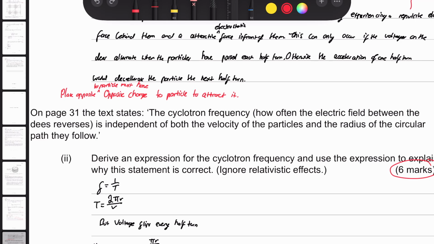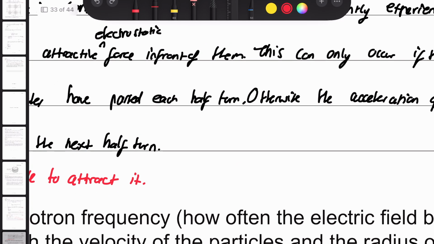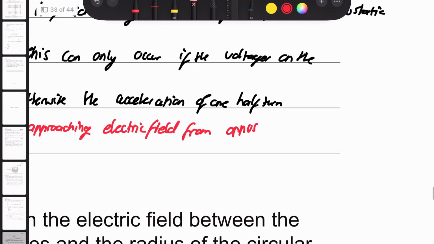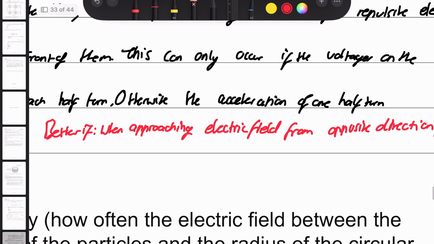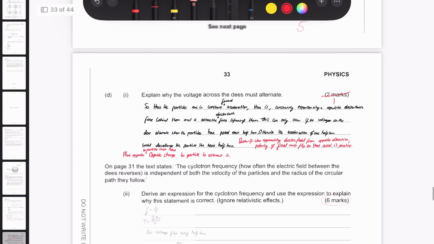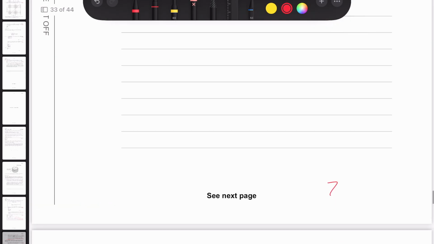Approaching electric field from the opposite direction. Actually, I'm going to add here, better if, when approaching electric field from opposite direction, polarity of the field must flip so that acceleration is positive. Okay, and then here again we got the full marks.